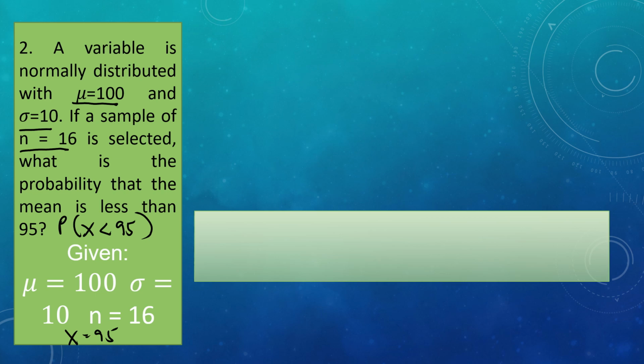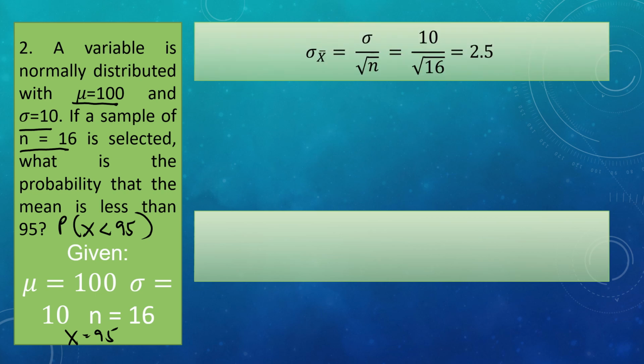Therefore, the only formula that we can use in the first step is simply sigma over square root of n. We will not be using the finite correction factor because the capital letter N, or the population, is not given. By substitution property, instead of writing sigma, we will write 10, and instead of small letter n, we will write 16. By using your scientific calculator, 10 divided by square root of 16 is equal to 2.5.